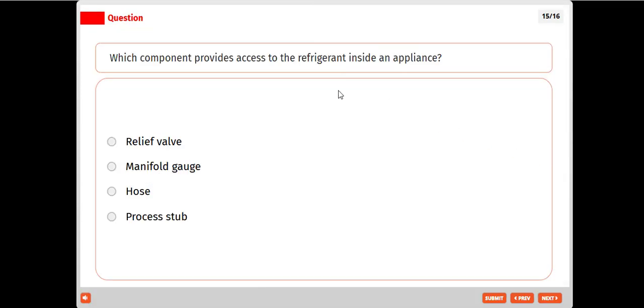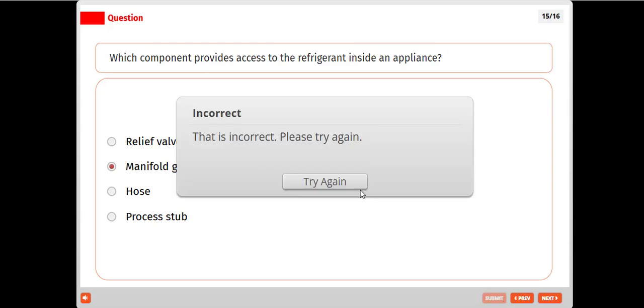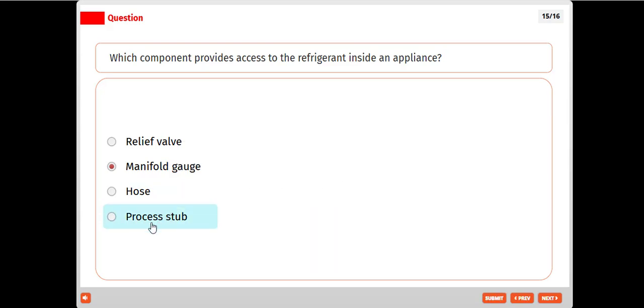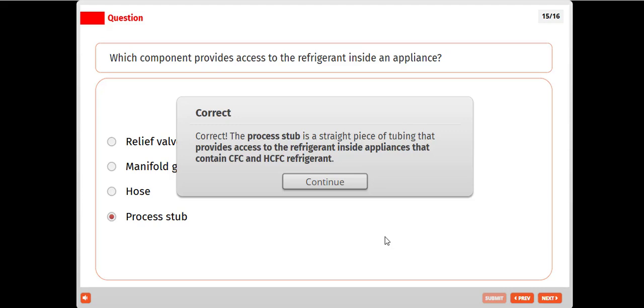Which component provides access to refrigerant inside an appliance? Relief valve, manifold gauge, hose, process stub. Access to refrigerant inside an appliance. Is it the manifold? No. A process stub is a straight piece of tubing that provides access to the refrigerant inside appliances that contain CFC.